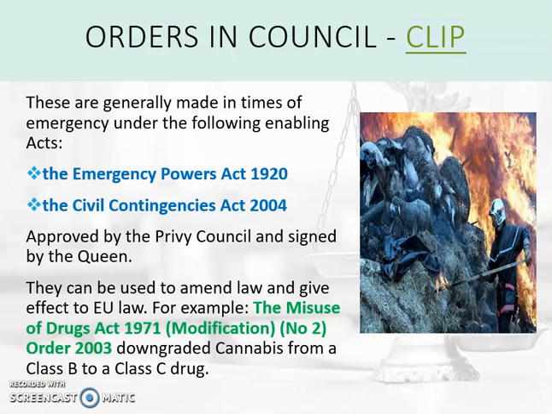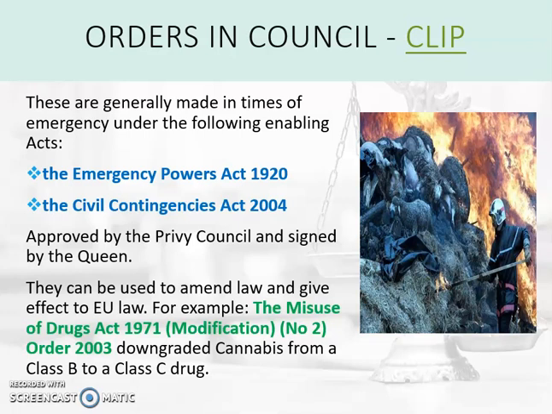The Queen and the Privy Council have the authority to make orders in council. And the Privy Council, as we've said, is made up of the Prime Minister and other leading members of the government. This type of delegated legislation effectively allows the government to make legislation without going through Parliament. Its main use today is to give legal effect to European directives.